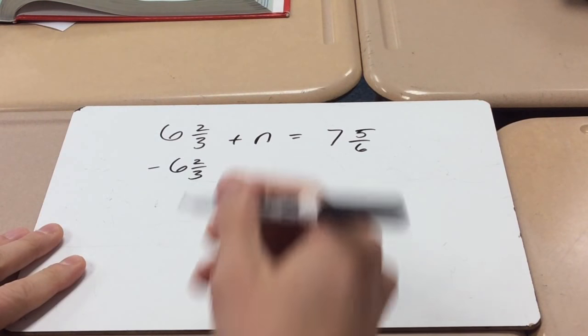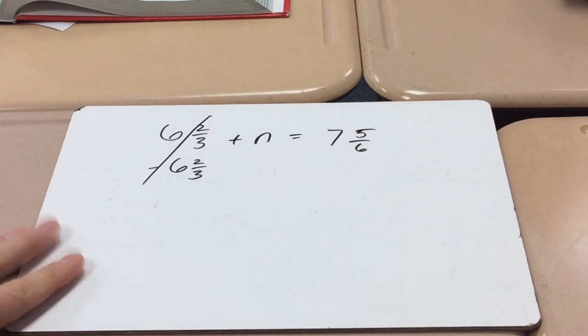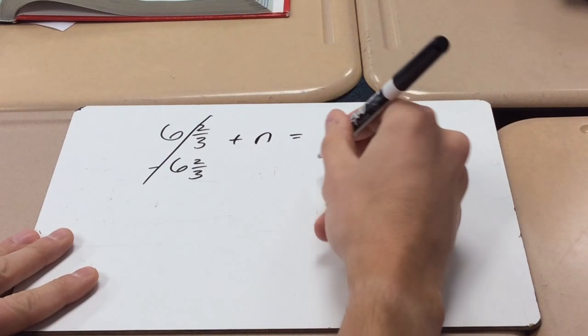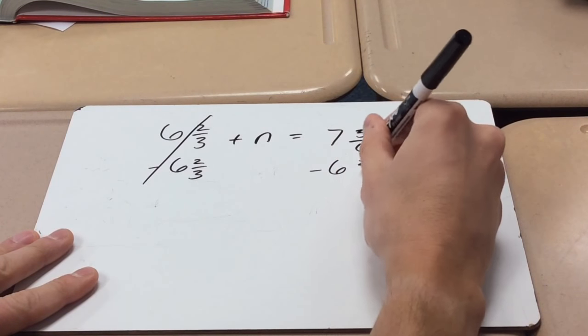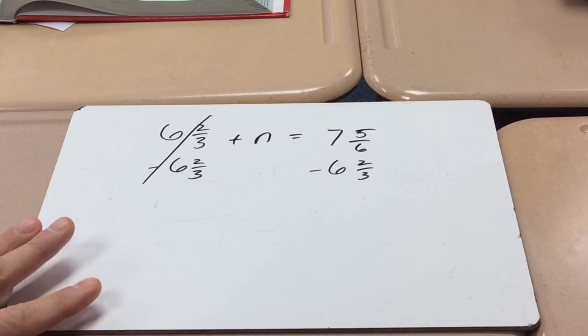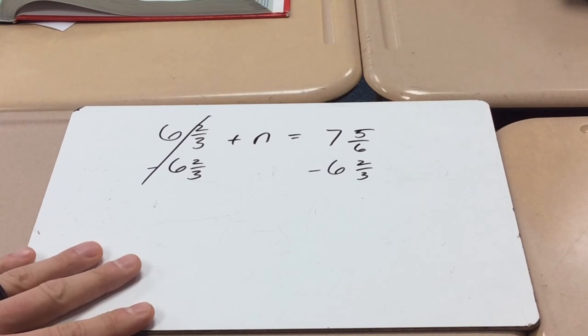What that does is eliminate 6 2/3 from the left side of the equation. But what we do to the left side, we also need to do to the right side. So we will subtract 6 2/3 from that side as well. Now we have something that we can work with.